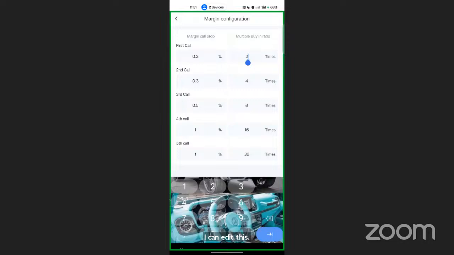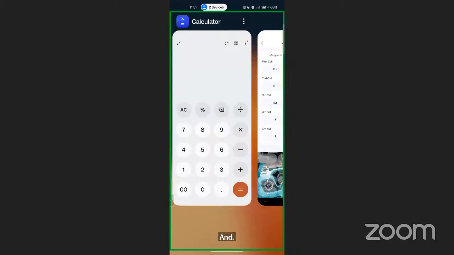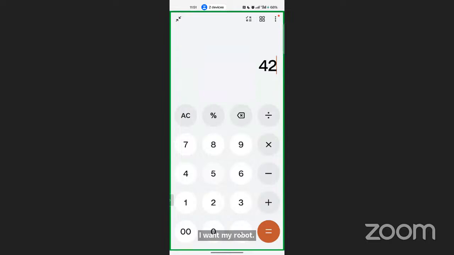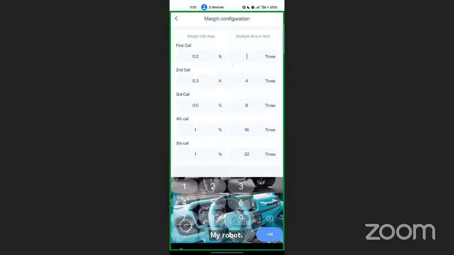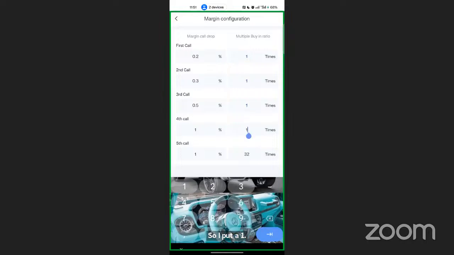I can edit this, and I say I want my robot to have 425 divided by the remaining multiple, which is 5. So my robot can buy with $85 one time. For my robot, I put a 1. This is what they call equal division.